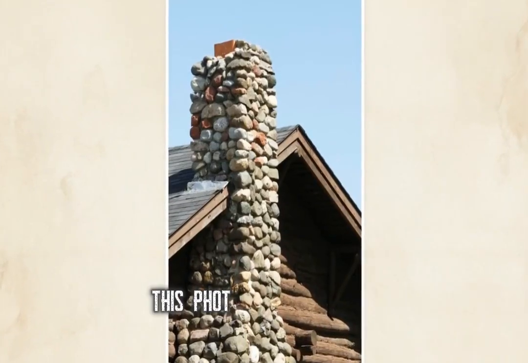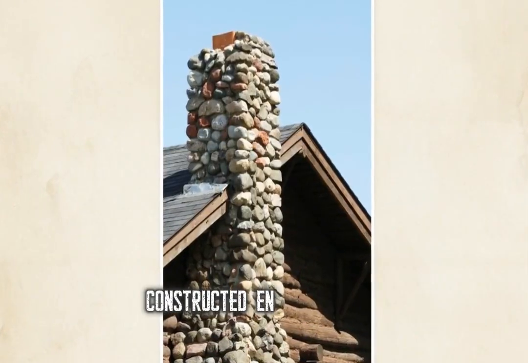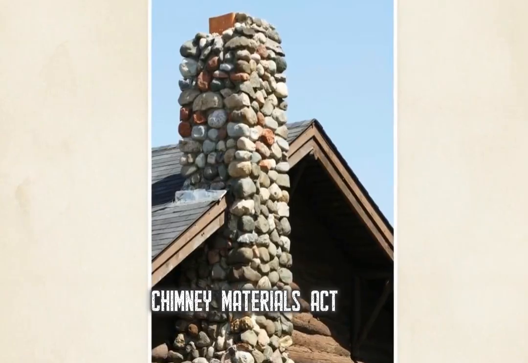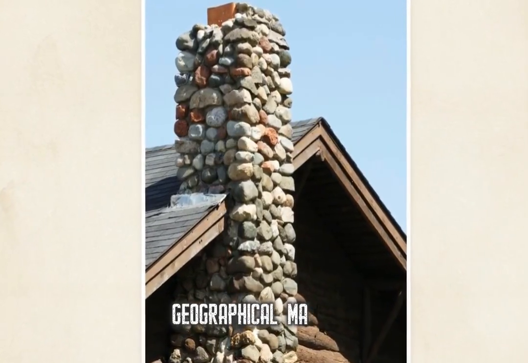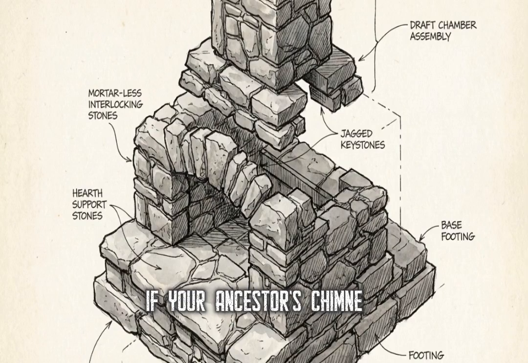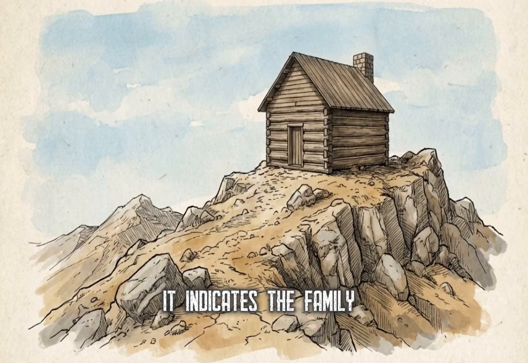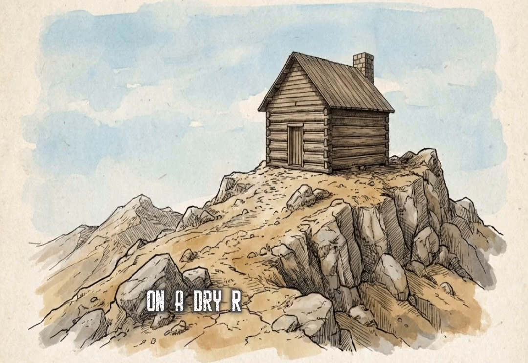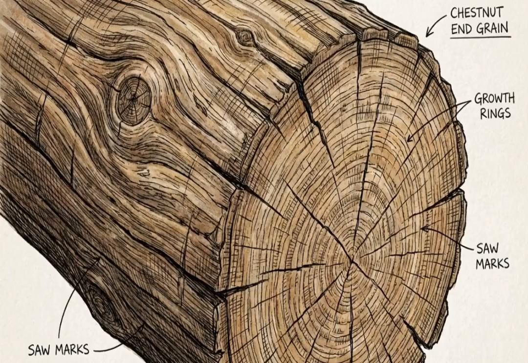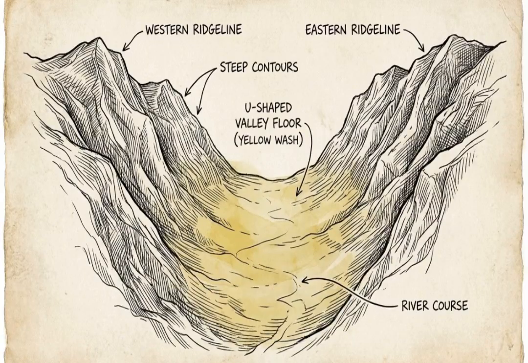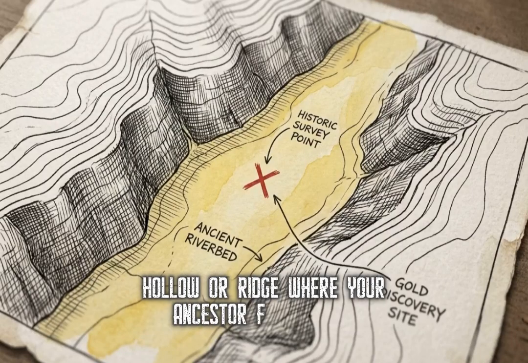This photograph shows a chimney constructed entirely from smooth, rounded creek rock. Chimney materials act as highly specific geographical markers. If your ancestor's chimney was built using rough, jagged fieldstone instead, it indicates the family likely settled higher up on a dry ridge, away from those creek beds. Identifying these raw materials allows you to pinpoint the exact valley, hollow, or ridge where your ancestor first broke ground.